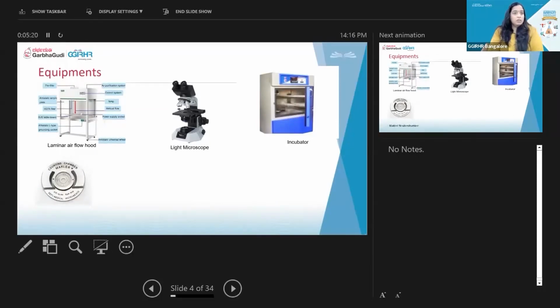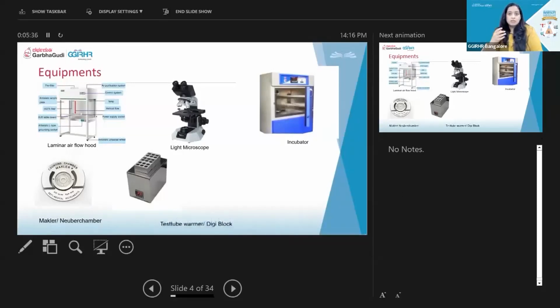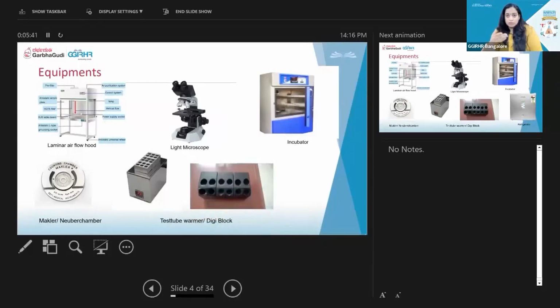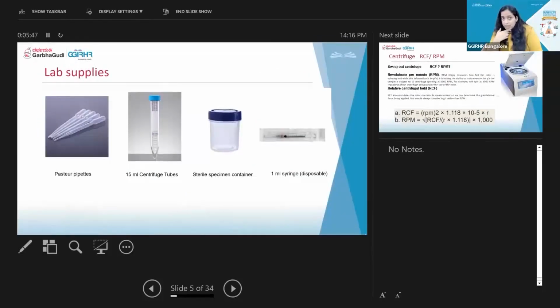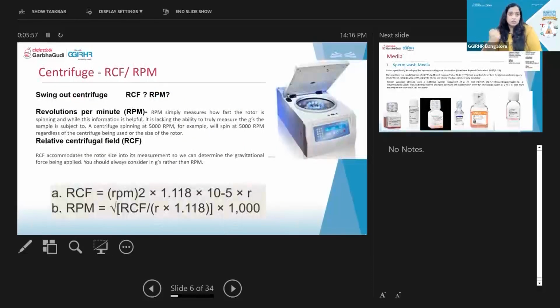Next is the Makler chamber, which is for counting the sperms and finding out the motility during semen analysis. Next is the Digi block. This is the test tube warmer where you can warm the sample and also keep the sample for incubation in an inclined position, that is at 45 degrees, with the help of these Digi blocks. Then the refrigerator, and the lab supplies, where you have Pasteur pipettes, 15 ml centrifuge tubes, sterile sample containers, and syringes.